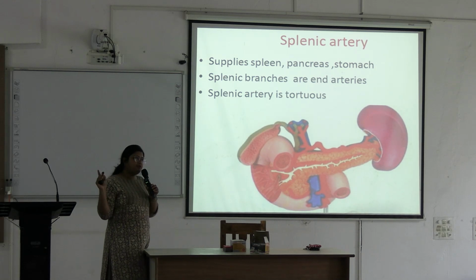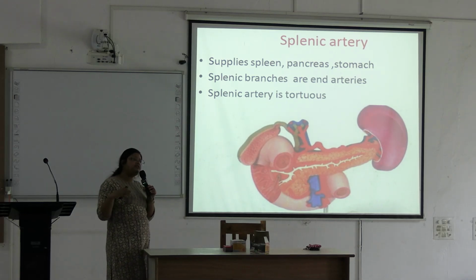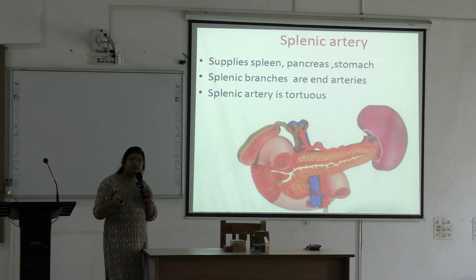Another example of a tortuous artery is the uterine artery, okay, and the facial artery. This is asked in your viva and MCQ. Give some examples of tortuous artery. Splenic artery, facial artery in the face, and uterine artery, okay.